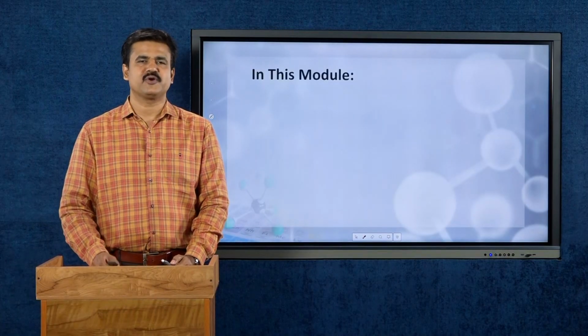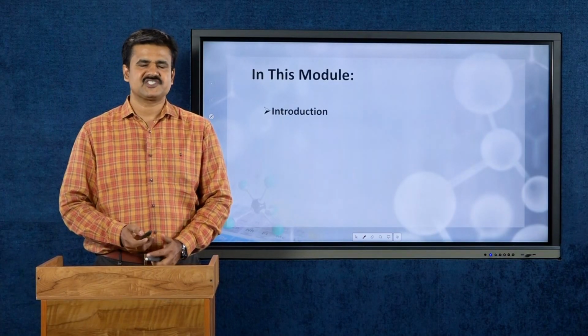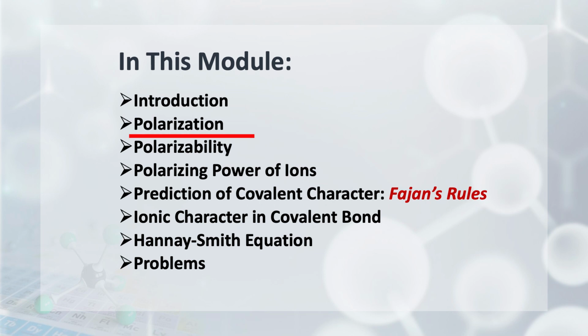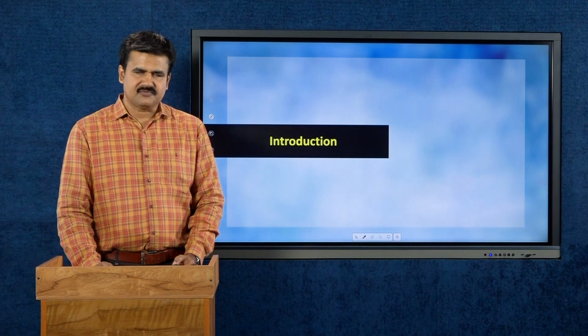The contents of this module are introduction, polarization, polarizability, polarizing power of ions, prediction of covalent character based on Fajan's rules, ionic character of covalent bond, Hannay-Smith equation, and problems based on these concepts. First of all, introduction.